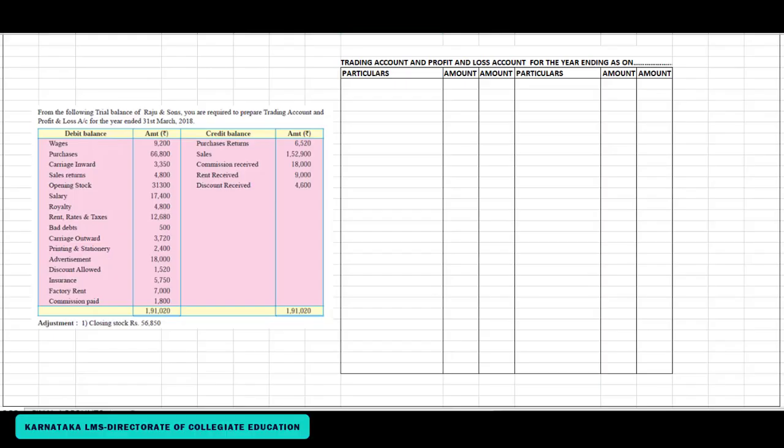Now let us start preparing the trading account and profit and loss account. As we discussed in the previous slide, the problem is available here also. Here we already have the format of trading and profit and loss account.